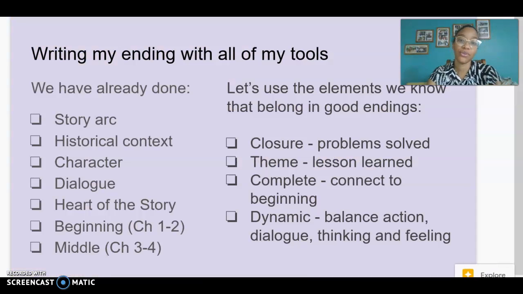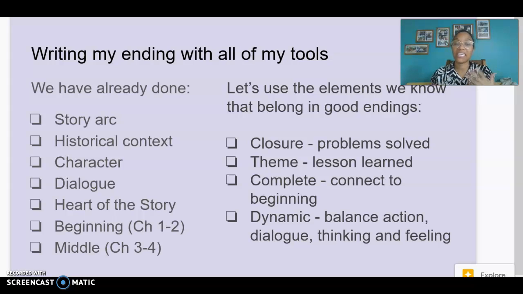So I just want to remind you, you're going to use those 7 things we've already done to help build a great ending. And as you're doing it, I want you to zoom out and think of the things that we know belong in great endings. We need to have closure. The problems get solved at the end of the story. So make sure you make that connection, check those 2 problems you added in chapter 3 and chapter 4, and make sure you provide a realistic solution.